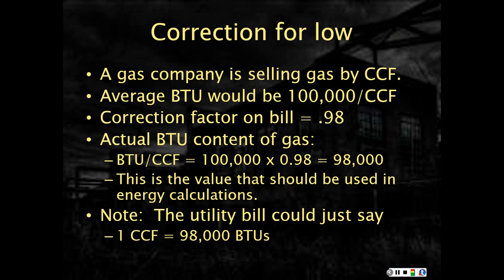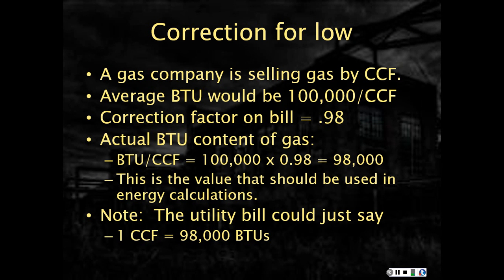So, correction factor for low. A gas company is selling gas by CCF. In this particular case, they're pulling it from a single source. The average would be 100,000 BTUs per CCF if it was a pooled source, but it's not. So they put a correction factor on the bill of 0.98.